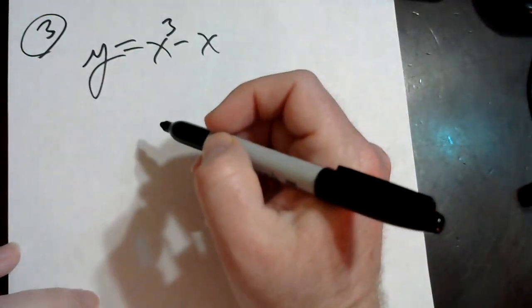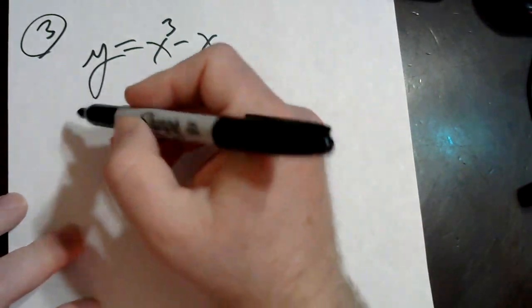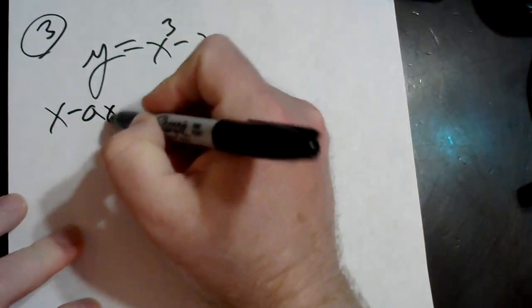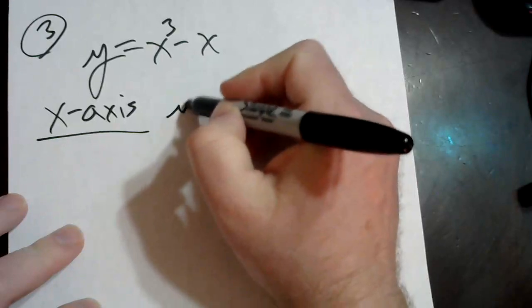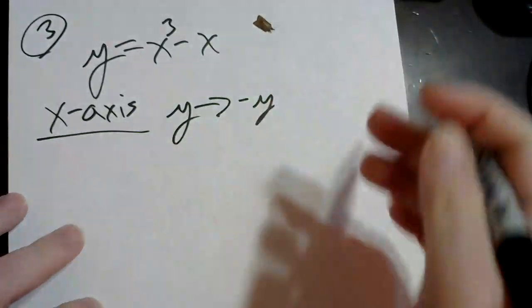So let's just review how to do all the different tests for symmetry. So let's start with the x-axis. Remember, the trick is to replace y with negative y and see if you get back the same equation.